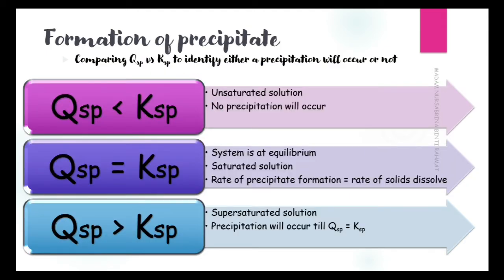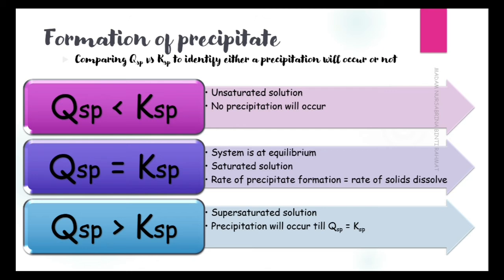If we want to find out whether a precipitate can form or not from our given solids or salts, we're going to calculate the QSP value. QSP is the reaction quotient for the solubility product, and we're going to compare it with the value of KSP stated in the question. There are three possible cases: either QSP is less than KSP, or equal, or greater than the KSP value.